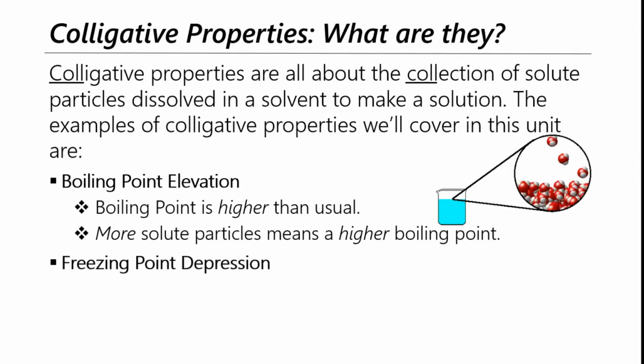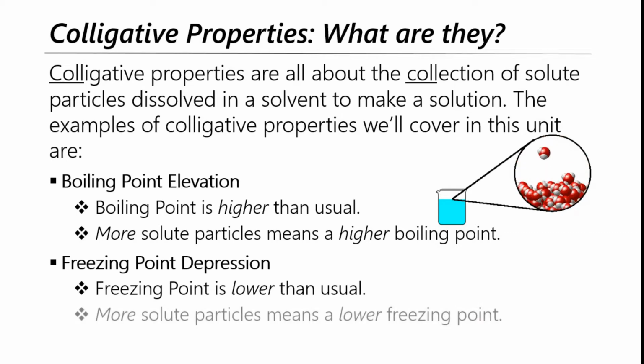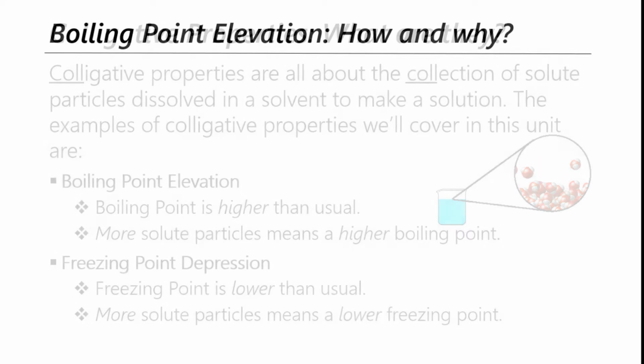And we'll also look at freezing point depression, where our freezing point is lower than the usual for that specific solvent, like water typically is what we'll be using. And again, because this is colligative, the more particles we have, the lower our freezing point gets, just like the higher our boiling point gets. So these two properties are going to stray from their usual for whatever solvent we're using, again, typically water.